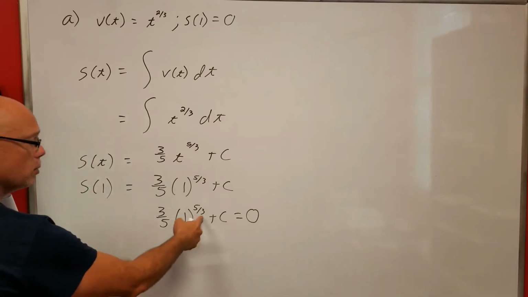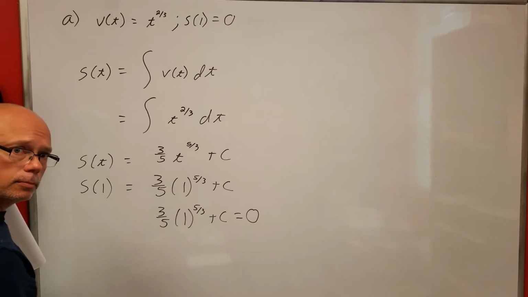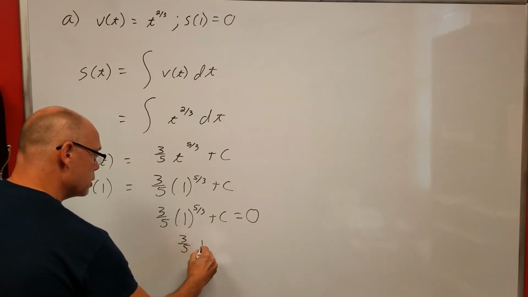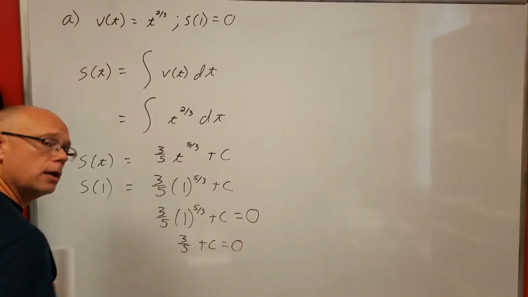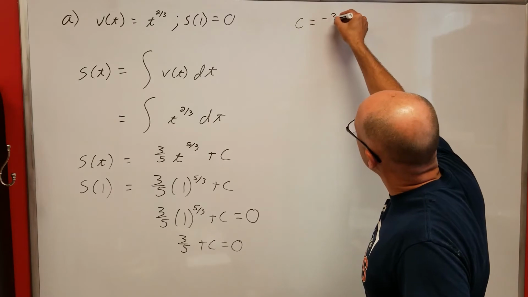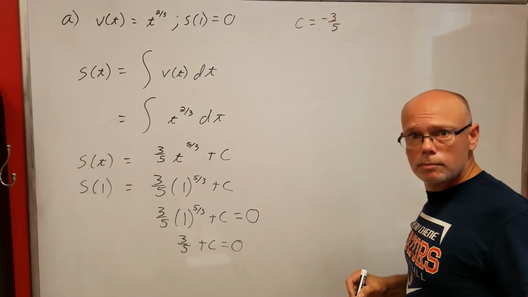First of all, what's 1 to the 5/3? 1. 3/5 times 1 is just 3/5, right? So 3/5 plus c is equal to 0. So what does that mean c is? C will be negative 3/5.